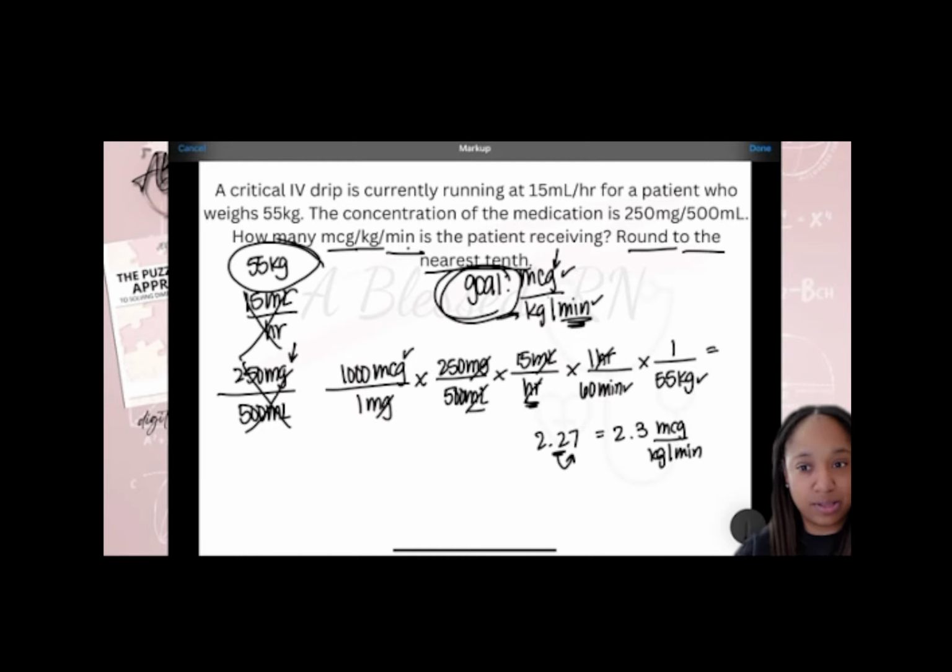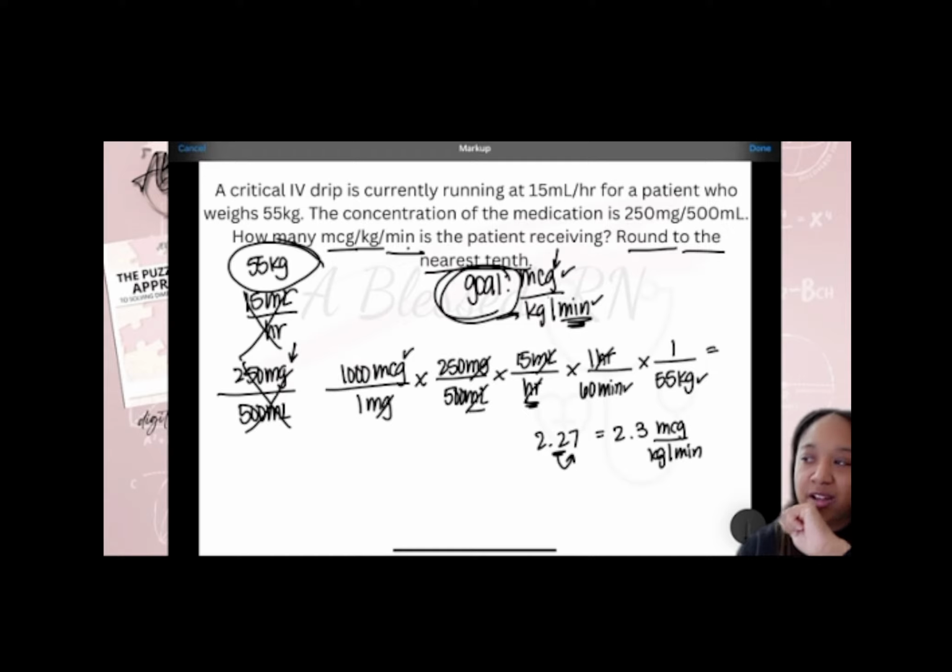So do it with me. 1,000 times 250 times 15. I don't put the ones in because they don't make a difference. So divide. You see how big that number is? It's a big old number, right? So I hit divide already.